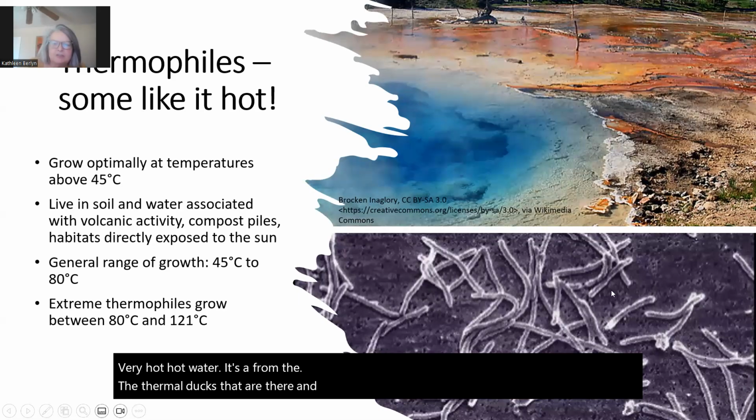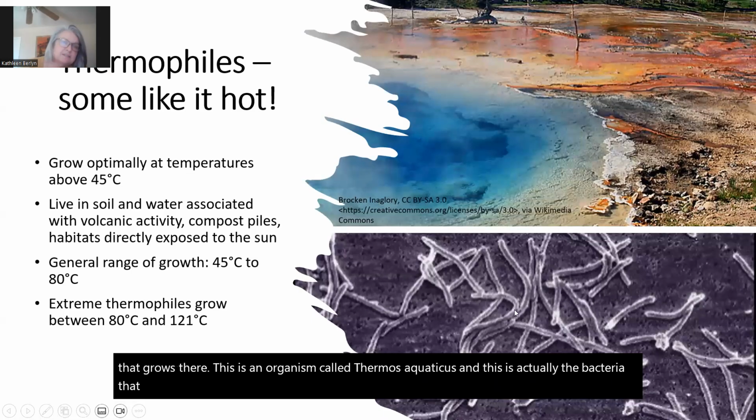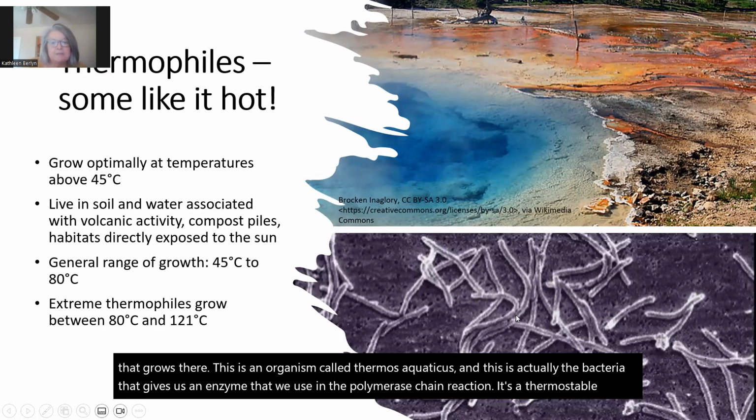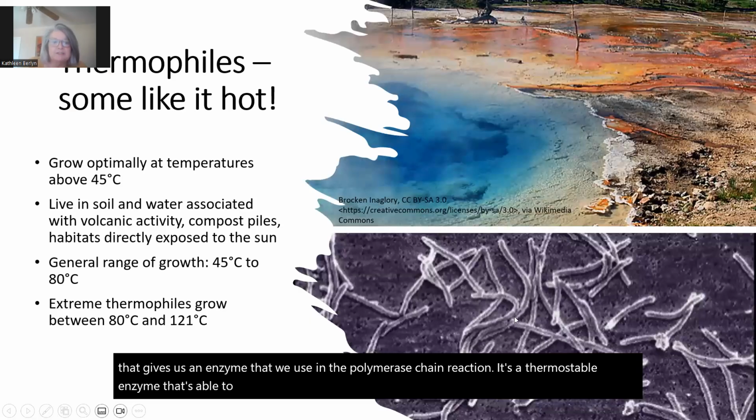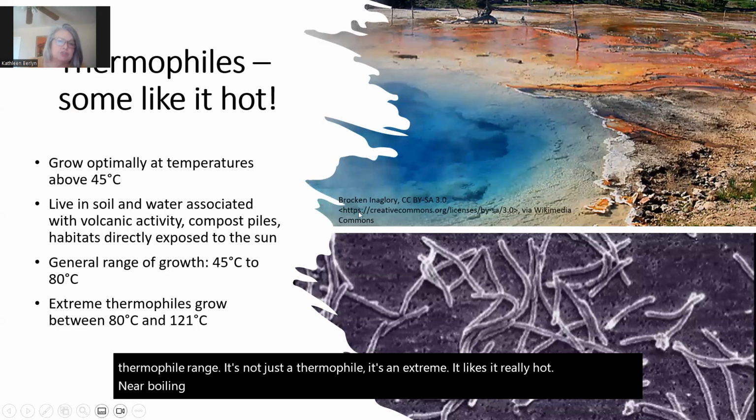And this is an electron micrograph of one of the organisms that grows there. This is an organism called Thermus aquaticus. And this is actually the bacteria that gives us an enzyme that we use in the polymerase chain reaction. It's a thermostable enzyme that's able to survive extreme hot temperatures. So this organism would fall into the extreme thermophile range. It's not just a thermophile, it's an extreme. It likes it really hot, near boiling temperatures.